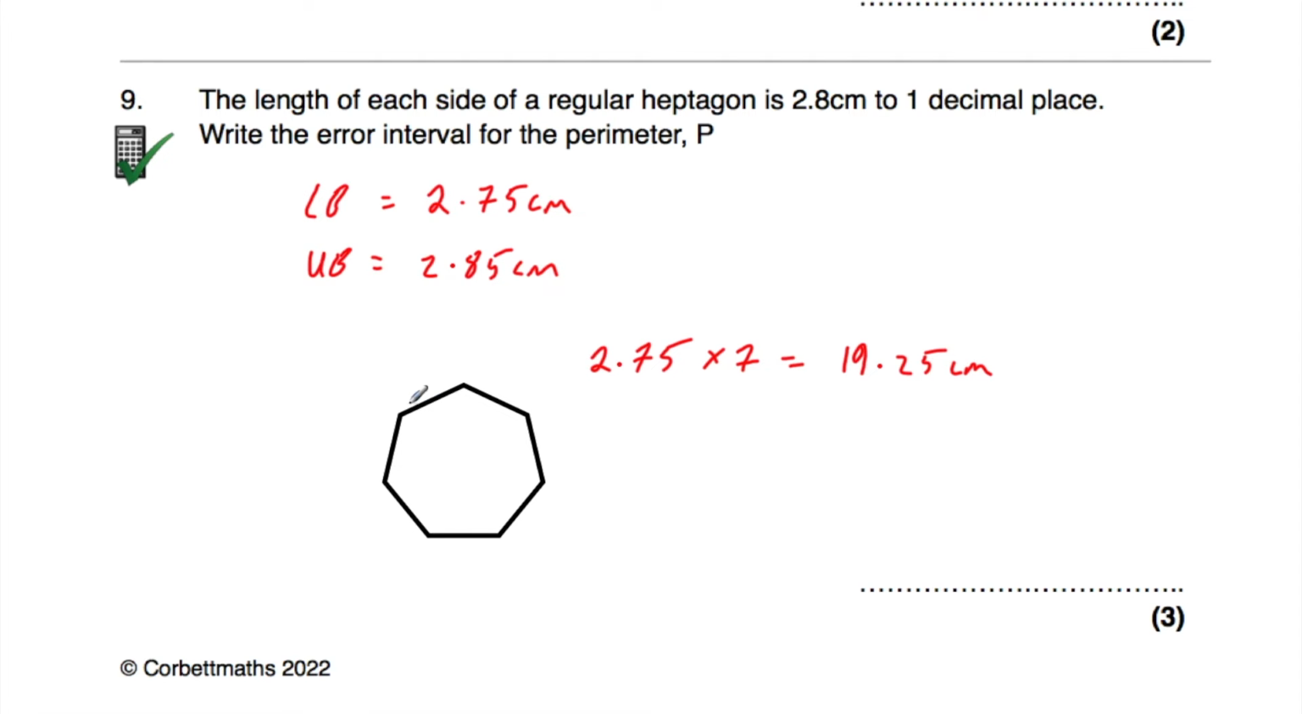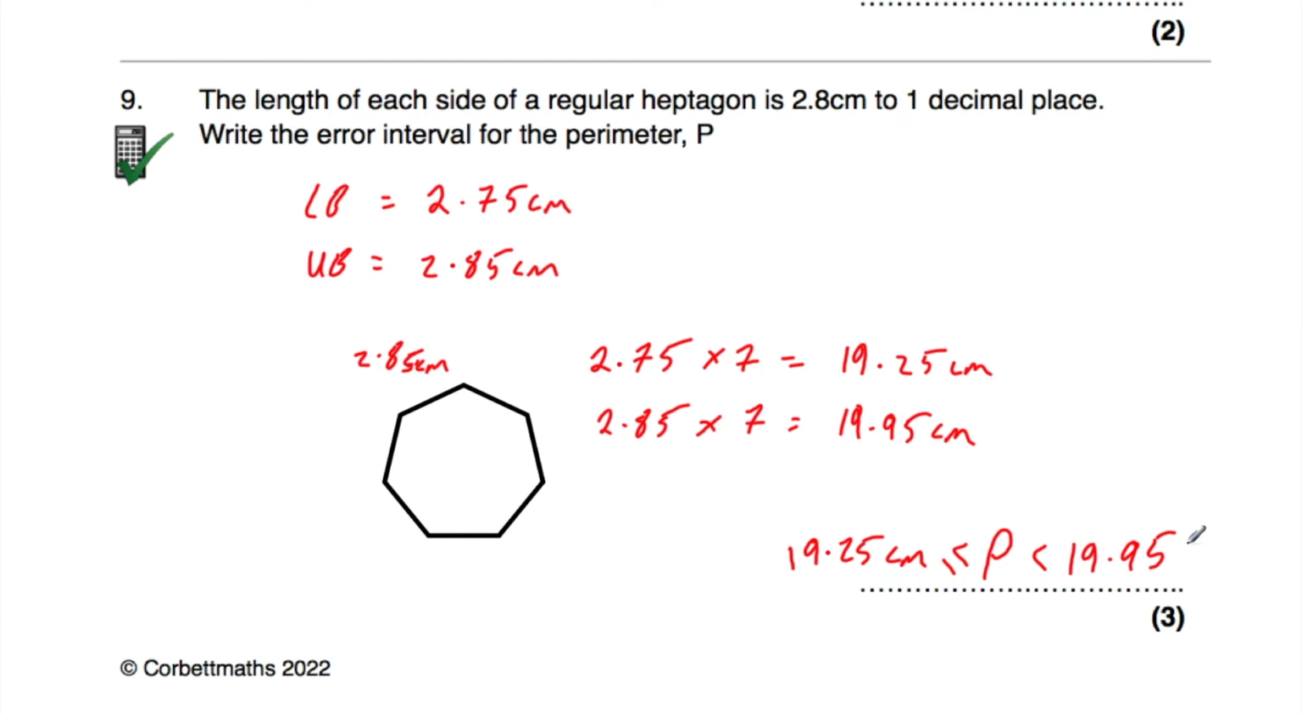Now let's consider the upper bound for the length of each side. Well, that was 2.85 centimeters. The length of each side can go up to, but not including 2.85 centimeters. And there's 7 sides. So 2.85 multiplied by 7 is equal to 19.95 centimeters. That means the perimeter of the regular heptagon can be up to, but not including 19.95 centimeters. So let's write that down as an error interval. The perimeter is bigger than or equal to 19.25 centimeters, but less than 19.95 centimeters. And that's it.